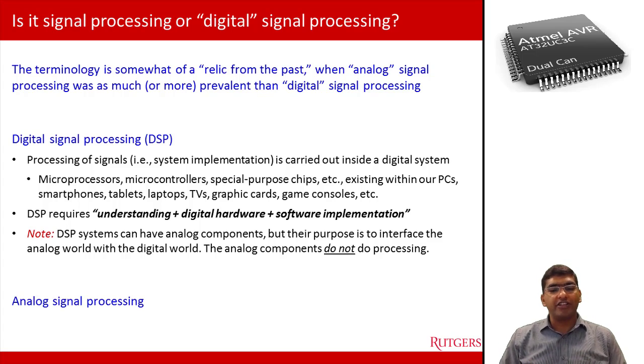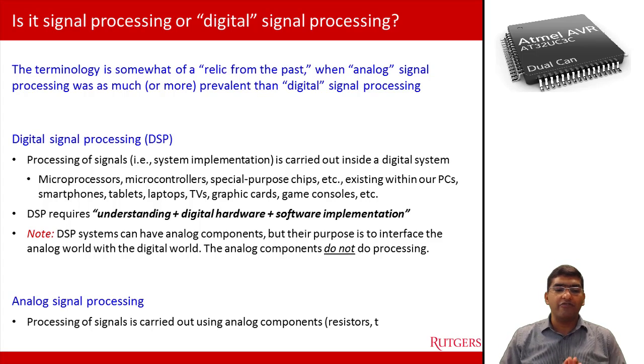So what is analog signal processing then? You might have guessed by now that it is where the processing of signals is carried out using analog components like resistors, transistors, capacitors.